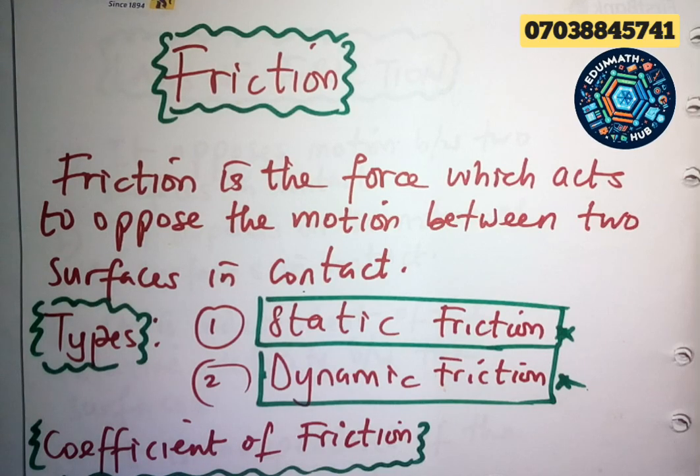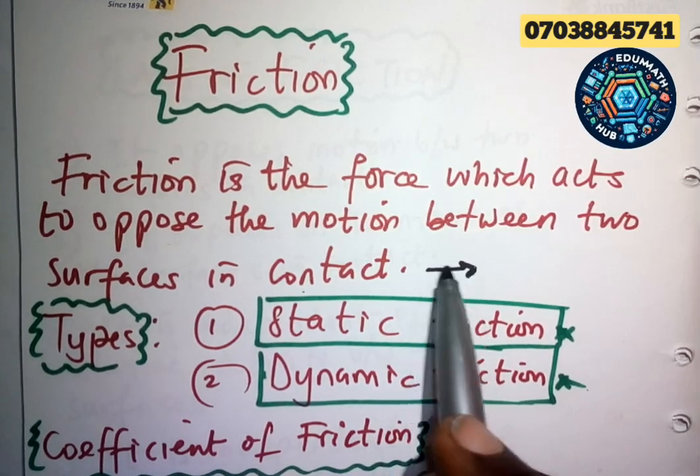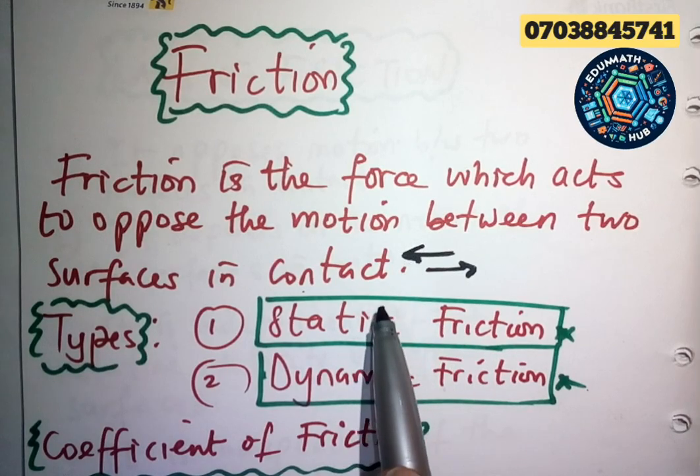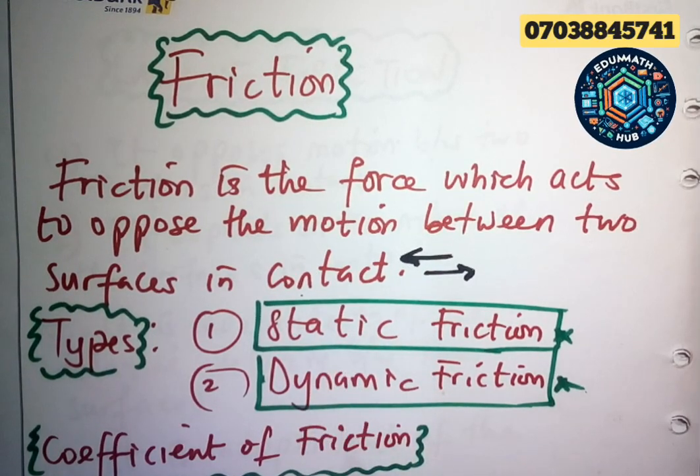So the first one is, what is friction? Friction is a force which acts to oppose motion. It's a force which acts between two bodies and tends to oppose the motion. So if the body is moving in this direction, the friction is opposing it in this other direction. It wants to stop the actual motion of the body, and it occurs between two surfaces. So when two surfaces are in contact, there is friction between them.